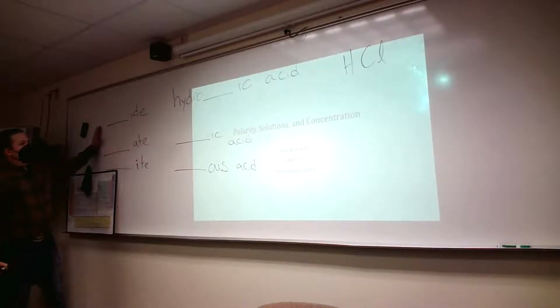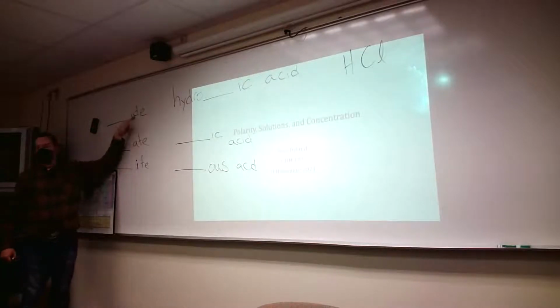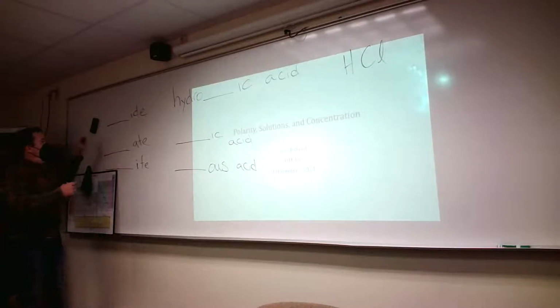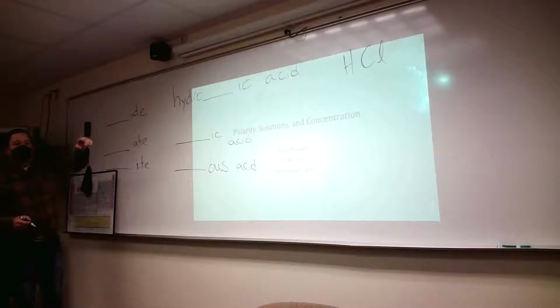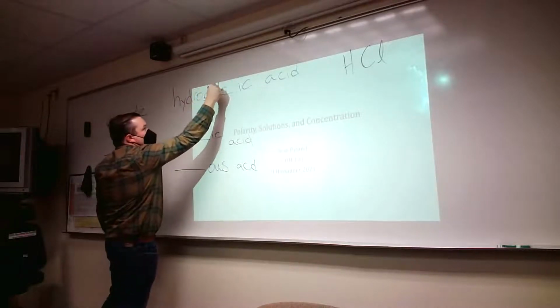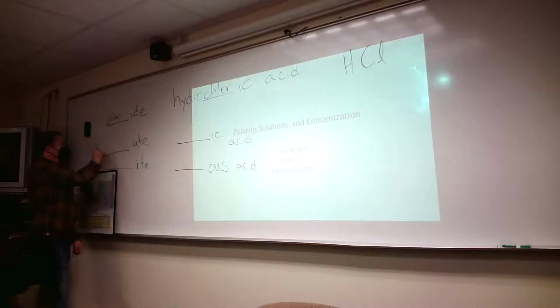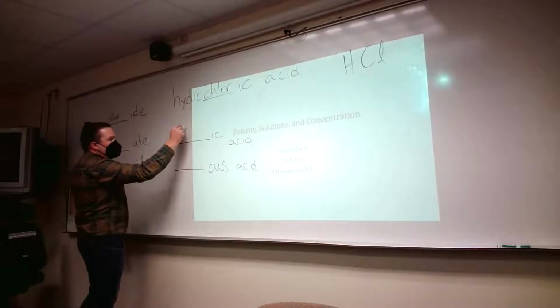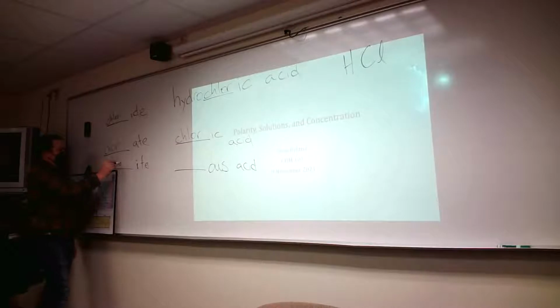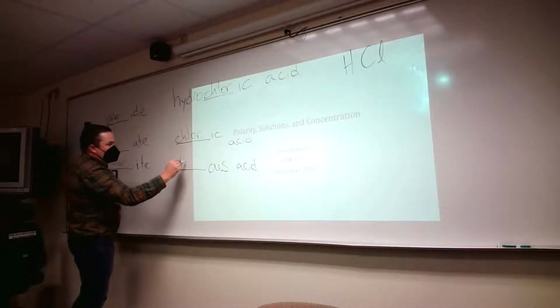So chlorine is a good example because chlorine has all of these endings, right? There's chloride, chlorate, and chlorite. If it's chloride, that's HCl. So chloride becomes hydrochloric acid. Chlorate becomes chloric acid. And chlorite becomes chlorous acid.